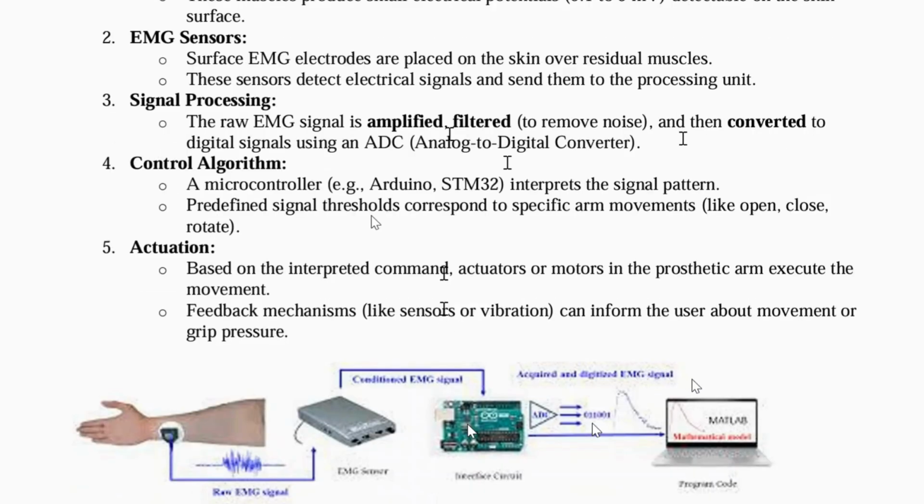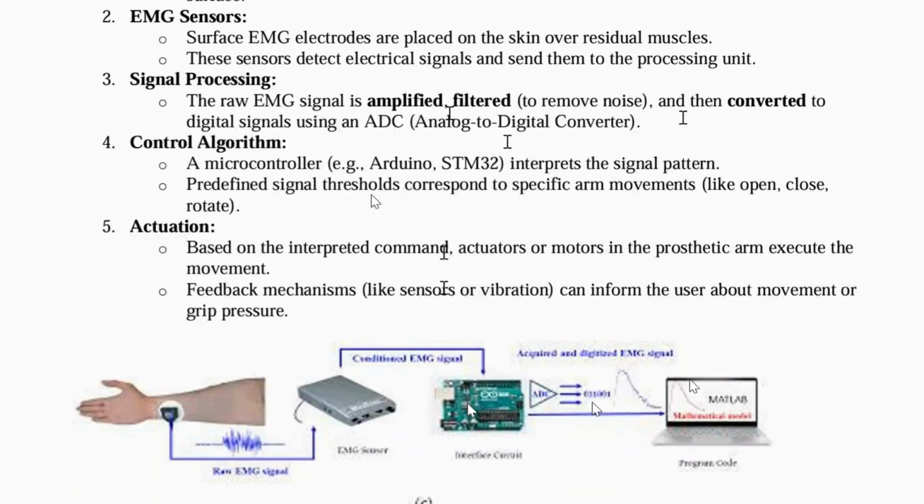Next, it is the control algorithm. Here it is controlled by a microcontroller. We use an Arduino, for example, that interprets the signal pattern. Predefined signal thresholds correspond to specific arm movements like open or close. Then actuation: based on the interpreted command, the actuator or motor in the prosthetic arm executes the movement. A feedback mechanism like sensors or vibration can inform the user about the movement or grip pressure.